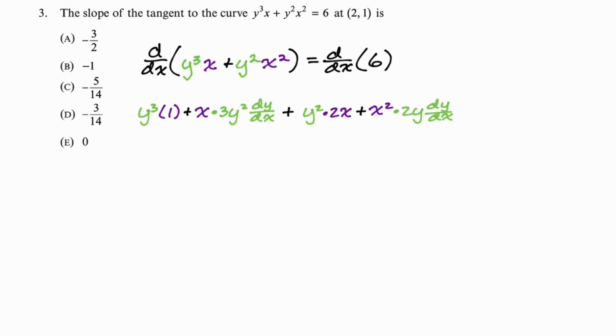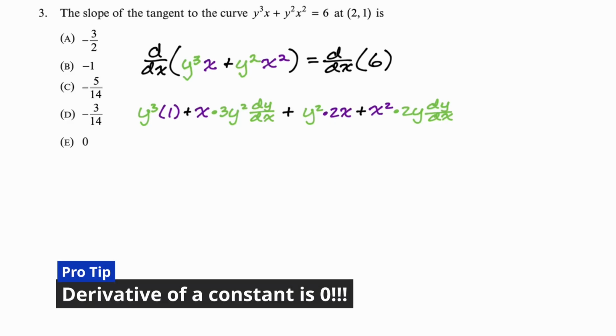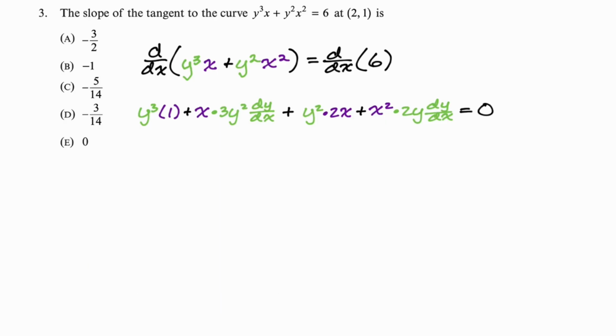So when you're doing this, you're always using the chain rule on y, so you're always going to get a dy dx. Don't forget the derivative of a constant is 0. That's the number one mistake I see people make. Now, we're going to plug in (2, 1). Instead of algebraically simplifying this, it's much easier to just do arithmetic. All right, so x is 2, y is 1.